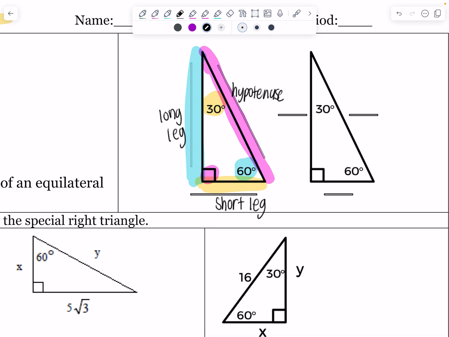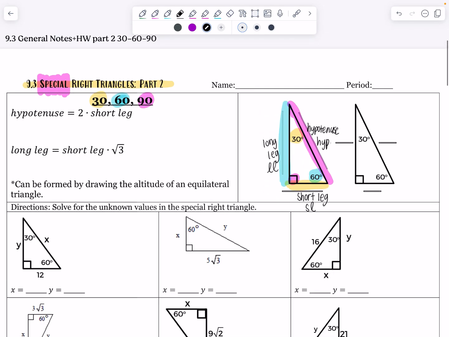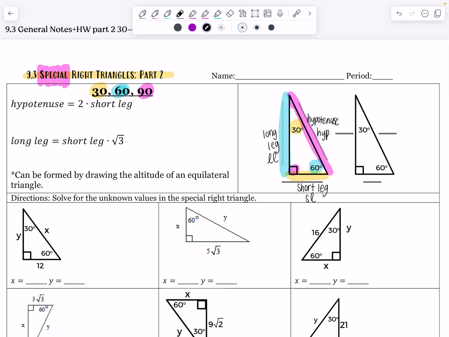Okay? So we're going to abbreviate those so we don't have to write those over and over again. We'll call this our SL, we'll call this our LL, and we'll call this our hype. You're going to hear me call that the hype man a lot in this lesson. So we have a 30, 60, 90 triangle, and there are special relationships that exist within a 30, 60, 90 triangle. It says that this hypotenuse, and we're going to kind of discover this in class, is going to be 2 times the amount of the short leg. So you take the short leg and you double it, okay?